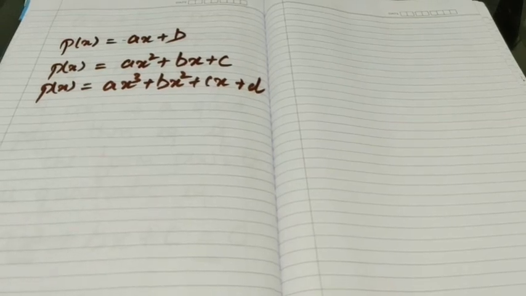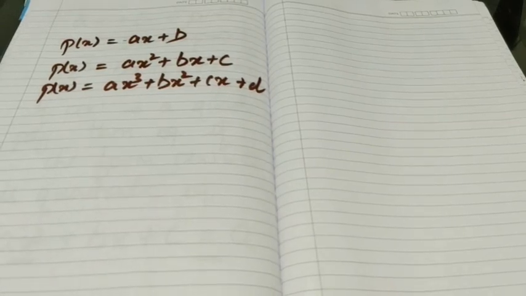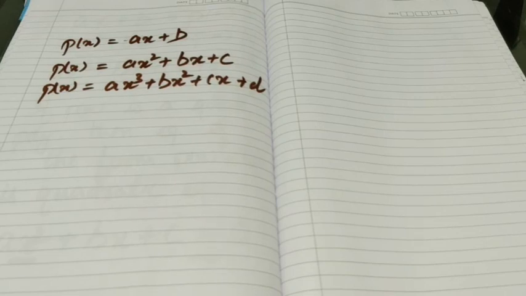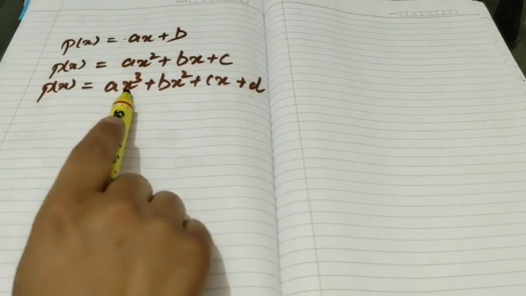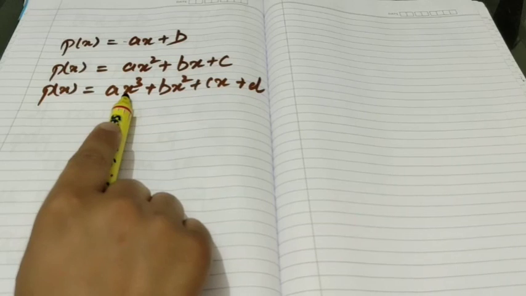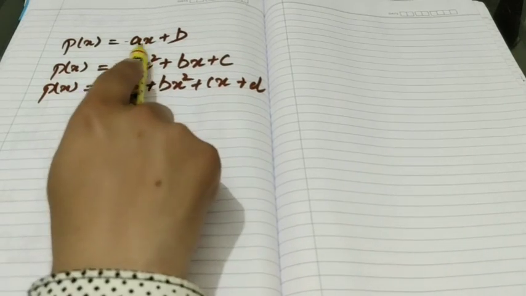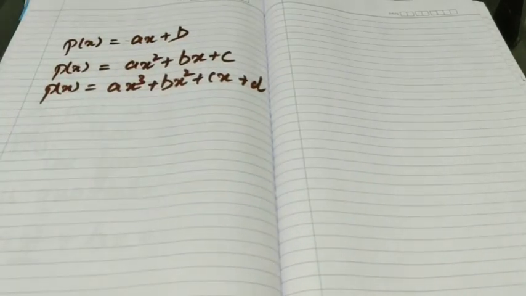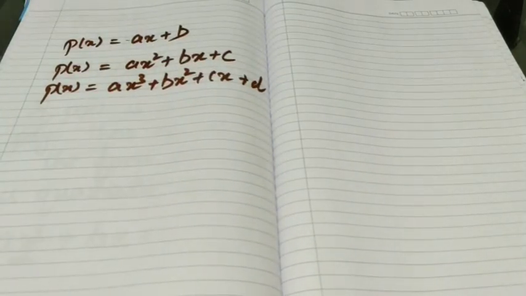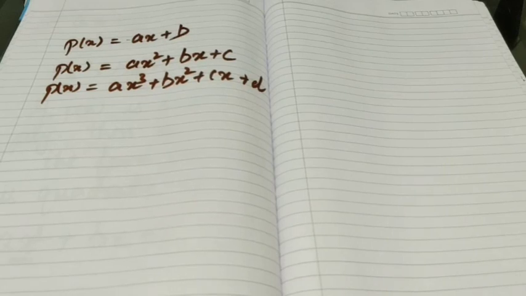And now let us recall the term degree as well. The degree of a polynomial refers to the highest power of the variable. In the case of a cubic polynomial, the degree is 3, since the highest power of the variable, which is x, is 3. The degree of this polynomial is 2 and the degree of this polynomial is 1. In the case of a constant polynomial, the degree is 0. In the case of a biquadratic, the degree is 4.